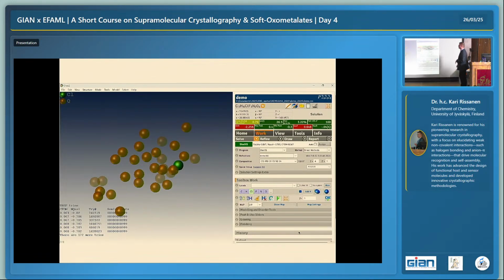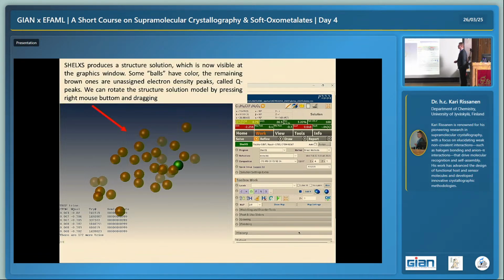So what happens then? The program ran. It's nearly instant. It happens in a second or so, and you get this kind of strange looking blobs hanging in space on this graphics window, and one is already green. So what happens? The GIANxS program produces what we call the structure solution. This is not the structure. This is a structure solution. This is a guess. The program made a guess for the phases, and based on these phases, it puts up something.